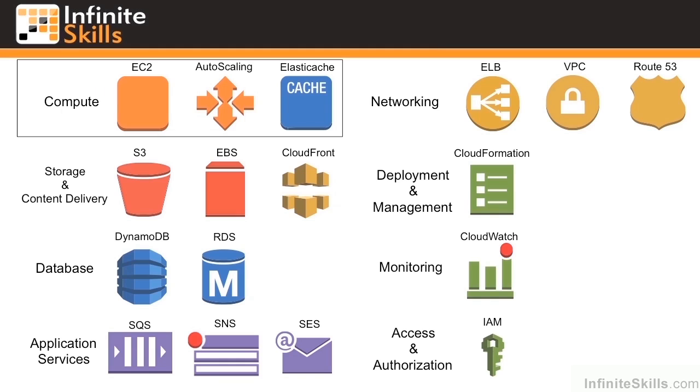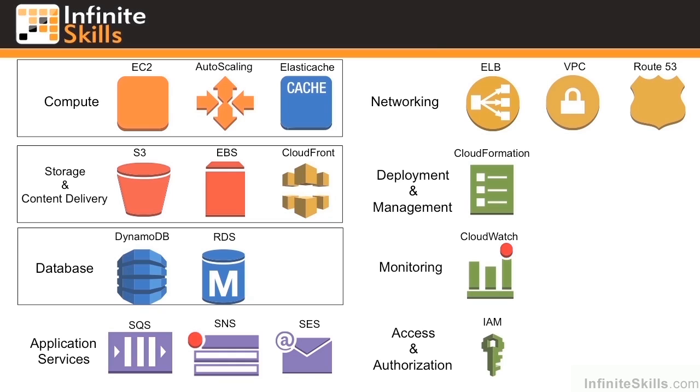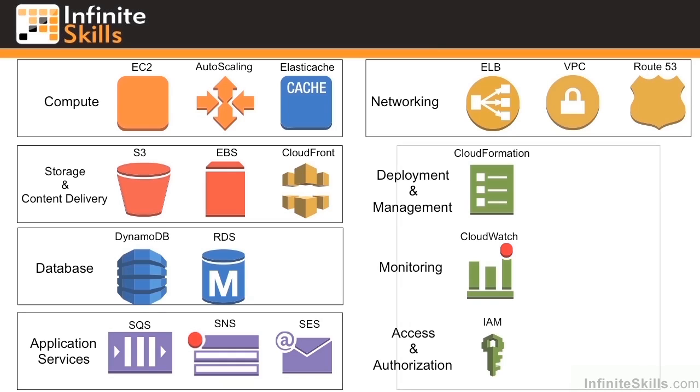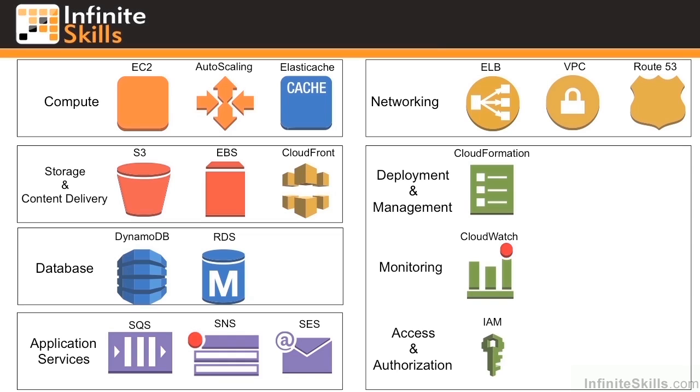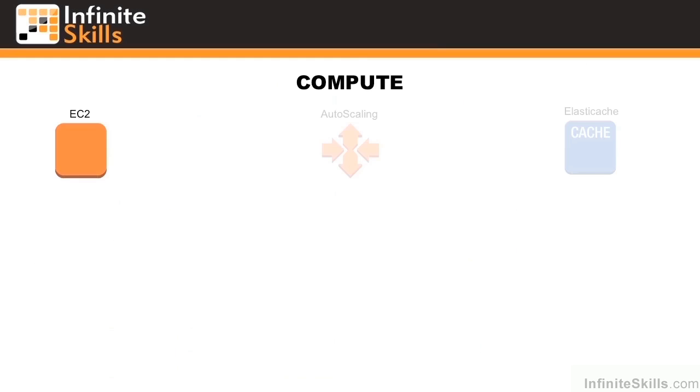Starting with the upper left, we have compute, storage and content delivery, database, application services, networking, and deployment and management, which also includes monitoring and access and authorization. Again, we're not going to dig into detail on each of these. That's what the rest of the course is for. Here, we're just going to give you a high-level overview of what each service is and what its value props are. Pretty much everything in Amazon starts with EC2.